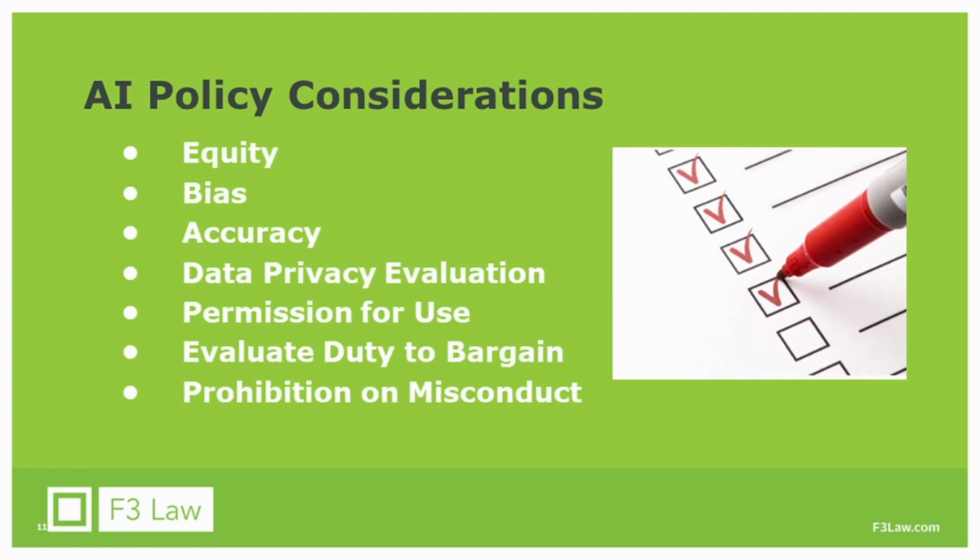And other policy tips, whatever your data privacy evaluation process is, go ahead and make sure that people in your organization are following that process. If permission is needed, such as parent permission, include that as an element. Your organization may want to evaluate whether use of AI triggers any sort of duty to bargain with your union of the terms and conditions of their employment. And then finally, obviously, we want a prohibition on misconduct.